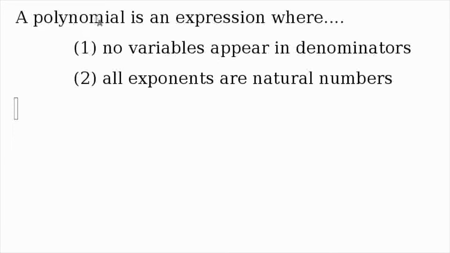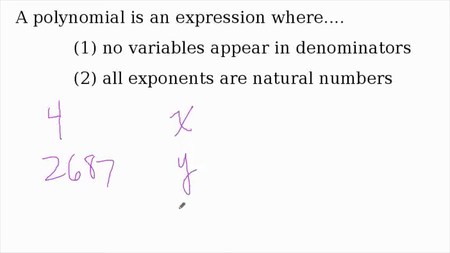All right, so let me give you some examples of polynomials, and then some examples of expressions that are not polynomials. For a number, 2, 6, 8, 7, those numbers are polynomials. Why? There are no variables in the denominators, and there are no exponents that are not natural numbers. Single variables, x, y, and z, are polynomials. You can also multiply by a number, 3x.